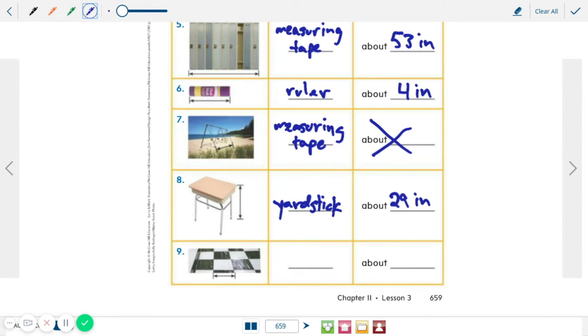Now for number 9, I measured a floor tile. I have some of these floor tiles in my kitchen. You might have some in your house, or you might not. So I'm going to give you the measurement. What I used for my floor tile, because they're not very big, I used a ruler. And my floor tile was about 11 inches.